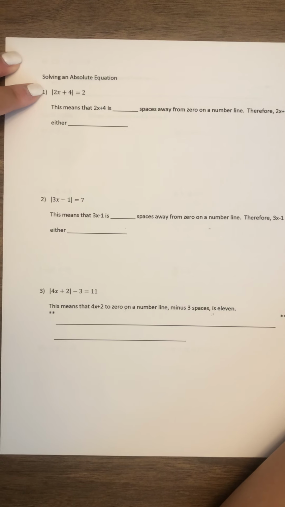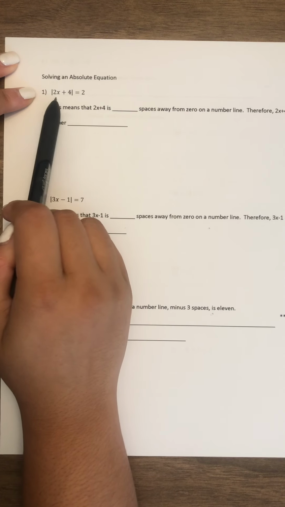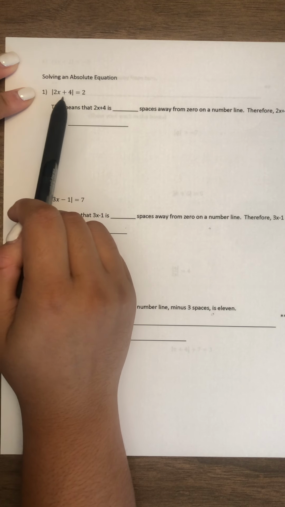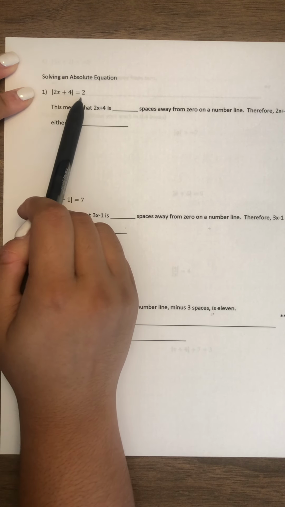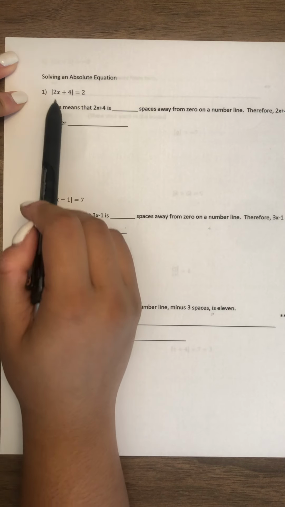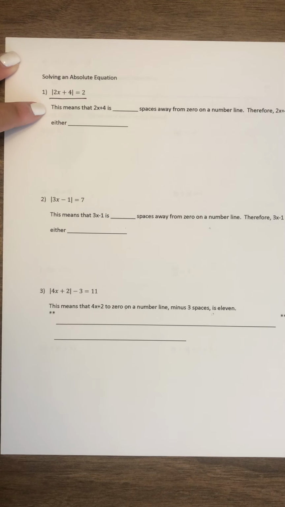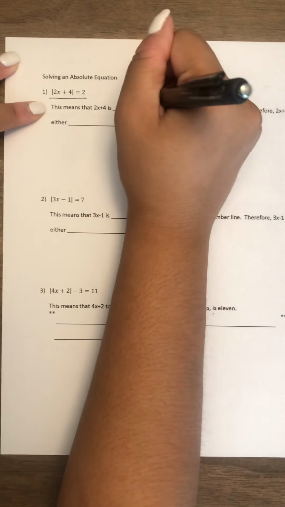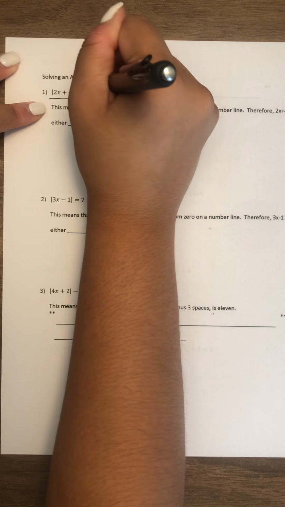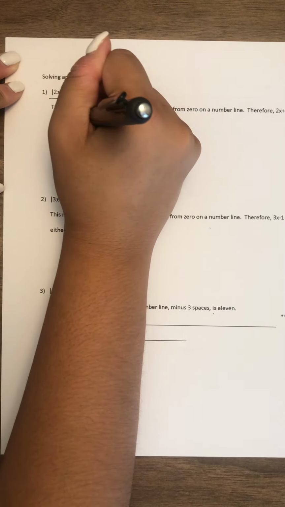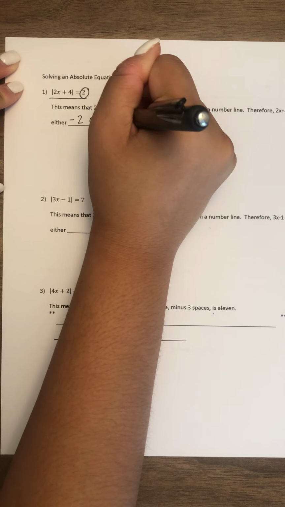Again, keeping in mind the structure, we have an absolute value with a quantity inside equals a number. So the quantity 2x plus 4 is 2 spaces away from 0. So again, this notation means that 2x plus 4 is 2 spaces away from 0 on a number line. Therefore, 2x plus 4 is either -2 or 2.